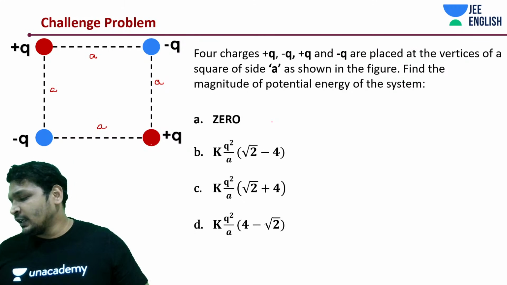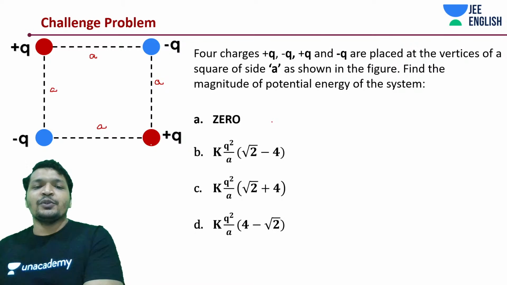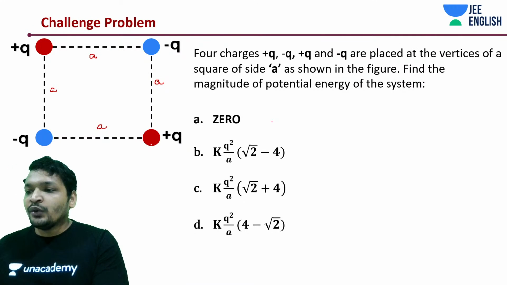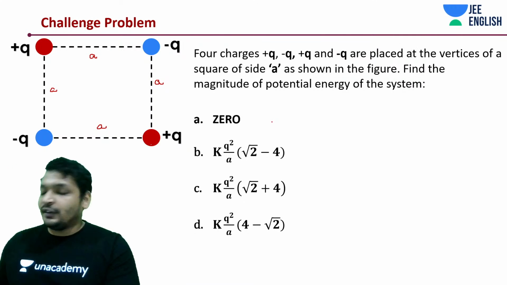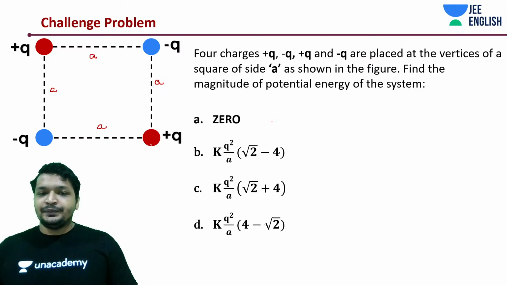Maybe I wouldn't say get started with the options itself. Maybe you want to get started with the approach. Count the number of two-charge systems and then go about this problem.